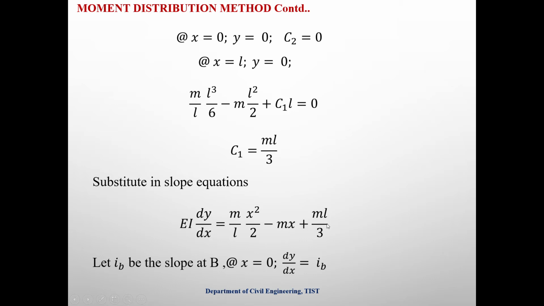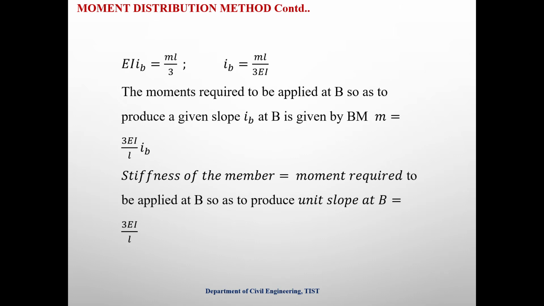As in the previous case, consider theta B be the slope at B. That means at x is equal to 0, dy by dx is equal to theta B. Here we will get theta B is equal to ML by 3EI. That means the moment required to be applied at B so as to produce a given slope theta B at B is given by 3EI by L into theta B. That is, the moment required to be applied at B so as to produce unit slope at B is 3EI by L.